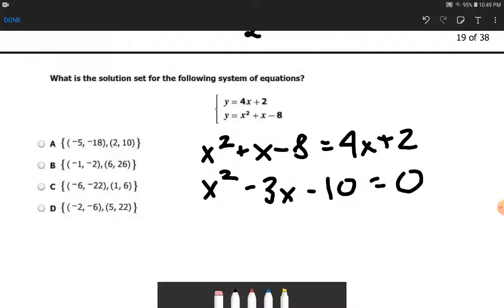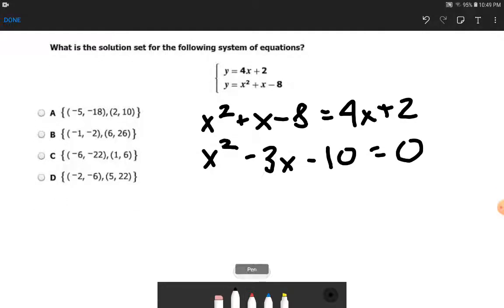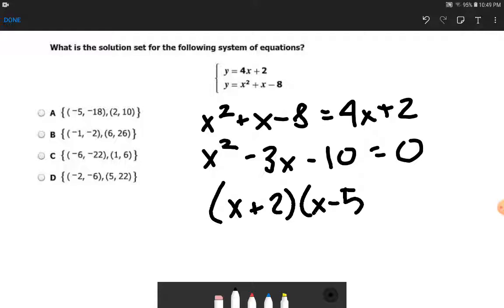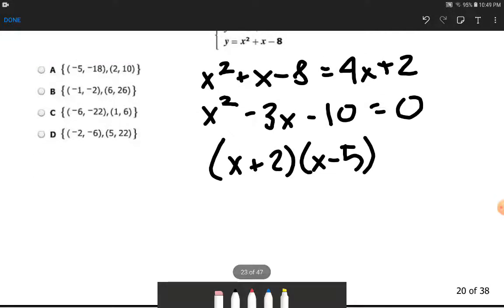Now we're going to solve this by factoring. So this will get us x plus 2, x minus 5. Alright, so these are our first values of x's. So x equals -2, 5. Remember, you have to flip the sign when you're going from factors to roots or zeros.